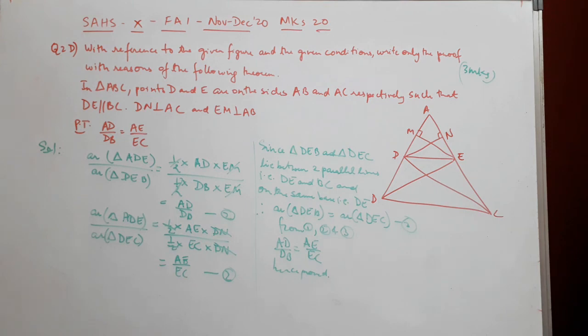Okay, so with this we complete this paper. This last question was for 3 marks. If you have any difficulties, then you can always comment in the box below. But I feel this is an easy paper that came for class 10, St. Anthony's High School, Montigiri, for their midterm exam, November-December 2020, for 20 marks.